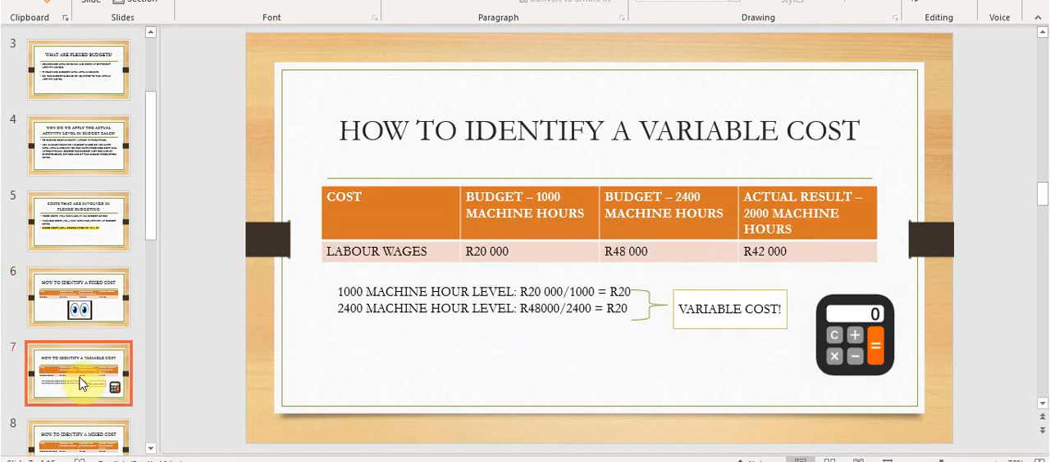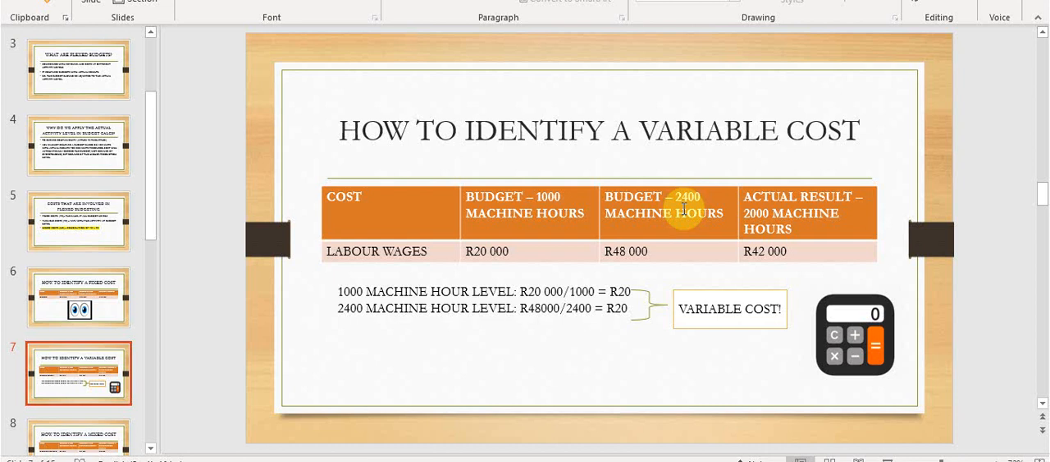So I've also typed an example here of a variable cost. We have an example, labor wages. Now you will see that indeed they are not the same. If I look at my budgeted level for 1,000 machine hours, I have 20,000 rand. But if I look at 2,400 machine hours, I have 48,000 rand. So obviously these amounts are not the same, and therefore this cannot be a fixed cost.